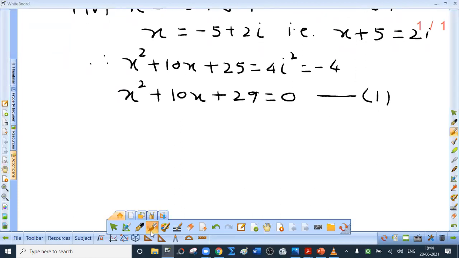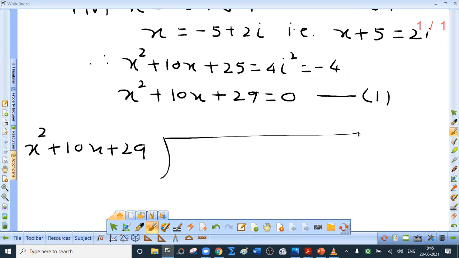Now, actually, you should say we divide that expression. What is that? 2x raised to 4 plus 5x cube plus 7x square minus x plus 41 by this. I will show you the division. x square plus 10x plus 29. This is the divisor. And this is the dividend.